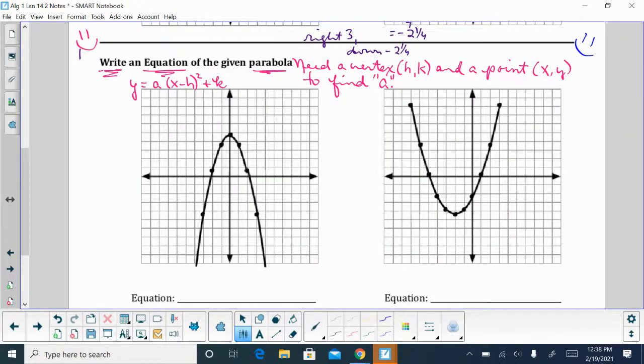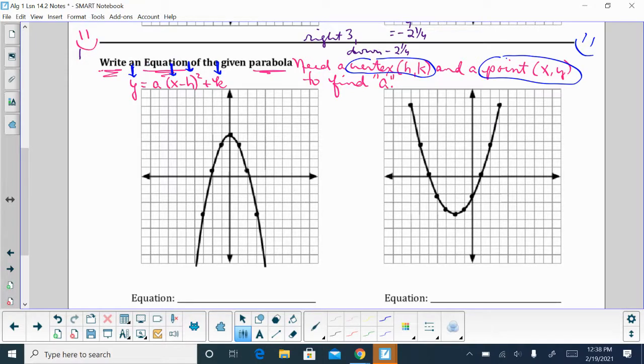Alrighty, we are going to write an equation of a given parabola. So we're given a graph here, and we need to write the equation. So two things we have to have. We have to have that vertex. So we have to find the vertex so that we can substitute in for h and k. And we also have to have a point on that graph for our x and y value.